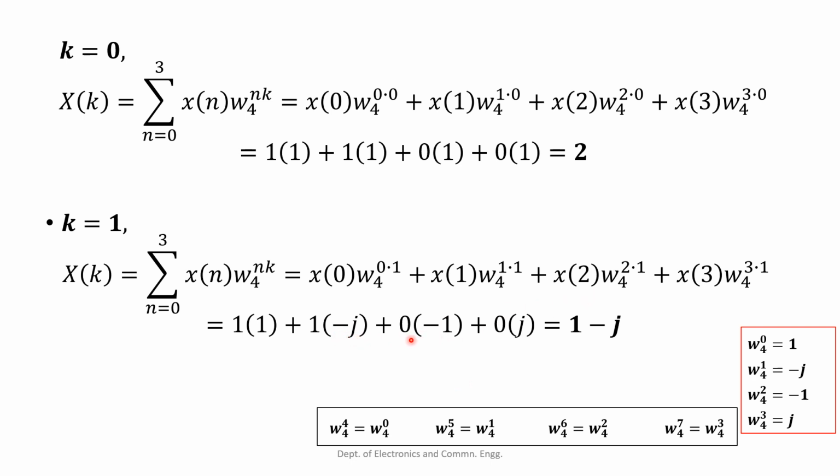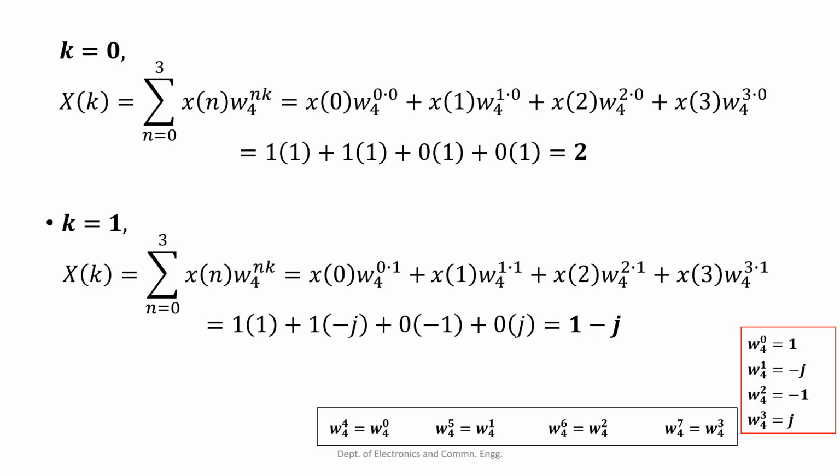Then x of 2 is 0. Omega 4 power 2 value is minus 1, substituted here. Then x of 3 is equal to once again 0, given in the question itself. Omega 4 power 3 is equal to j, that is being substituted here. So these two will become equal to 0. 0 multiplied with anything is equal to 0. Then this one, 1 into 1, 1. 1 into minus j we are going to have. So after simplifying this, we are going to get the value 1 minus j as an answer.